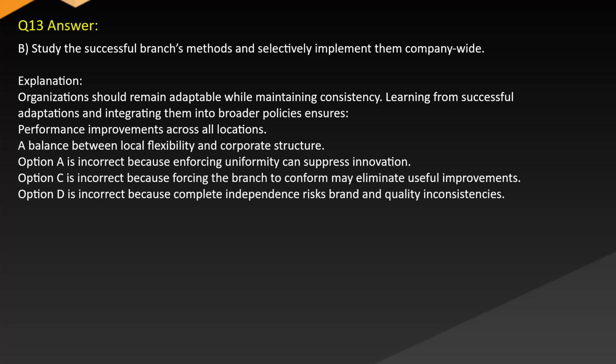Option A is incorrect because enforcing uniformity can suppress innovation. Option C is incorrect because forcing the branch to conform may eliminate useful improvements. Option D is incorrect because complete independence risks brand and quality inconsistencies.